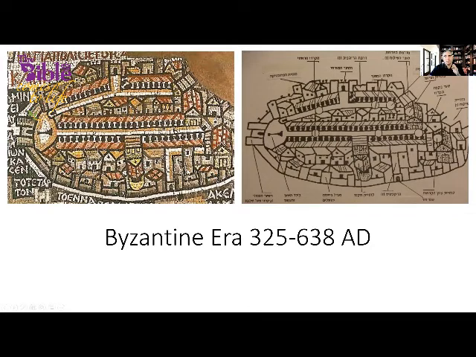This is a map that was called the Map of Madaba, dated to the 6th century AD, found in a church in Madaba in Jordan, and it is the most intact map that we have of Jerusalem from the time of the Byzantine era. You can actually navigate in the city today using this map that was made more than 1,500 years ago. If we look, for example, we can see here, this is the main square.